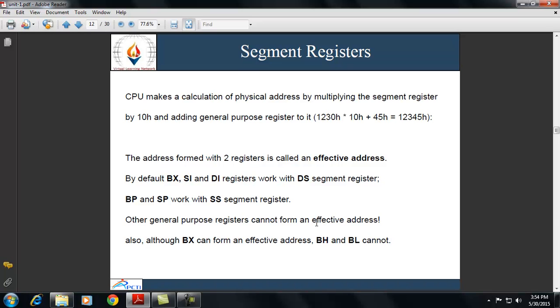Now, here is a new term that is called effective address. The address formed with 2 registers is called effective address. By default, BX, SI and DI registers work with the data segment register, and BP and SP work with the stack segment register, and other general purpose registers cannot form an effective address. Though BX can form an effective address, BH and BL cannot be used to form the effective address.